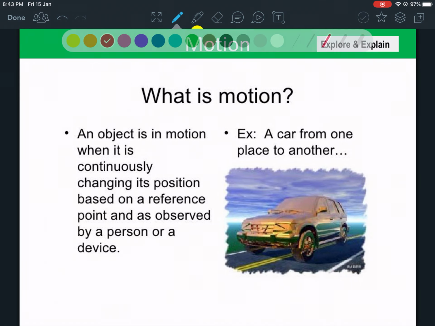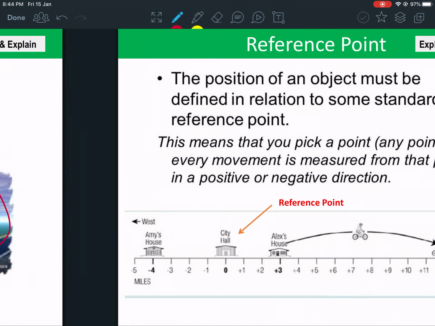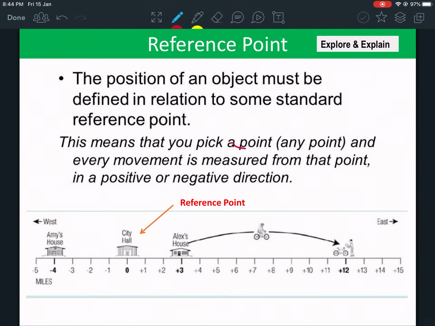Before we see that, let's talk about another definition. An object is in motion when it is continuously changing its position based on a reference point as observed by a person or a device. Okay, so let's say you're going on a trip in a car and your reference point is your house. So you're considered to be in motion as long as your position is changing in reference to your house.